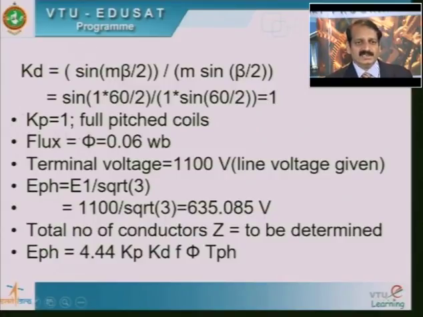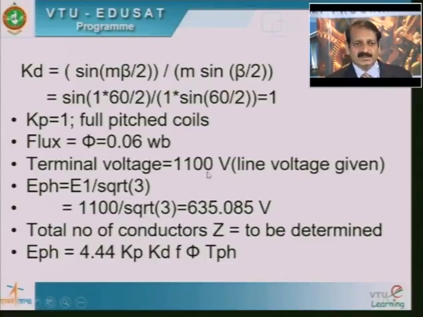So, it is given that the coils are full pitched. So, for full pitched coils Kp is given as 1. Now flux is also given as phi, which is equal to 0.06 Webers, and terminal voltage is given. As I have mentioned earlier, the moment terminal voltage is given, we should understand it is the line voltage. So, phase voltage needs to be calculated.